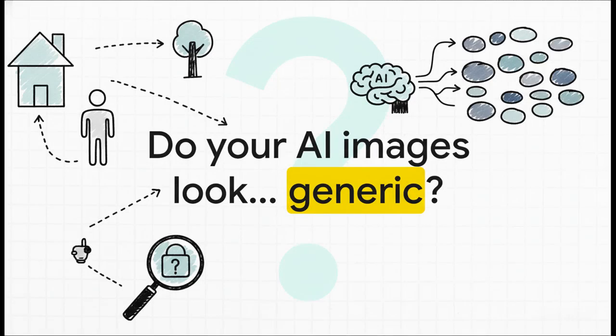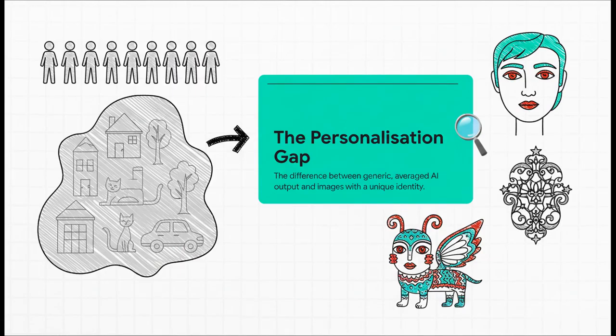Hello and welcome. Have you ever generated an image with AI and just kind of thought, this is fine, I guess, but it could really belong to anyone? Well, that feeling actually has a name. It's called the personalization gap. And it's basically that space between an image that's technically correct and one that feels like it has a real identity. The thing is, this gap exists by design.